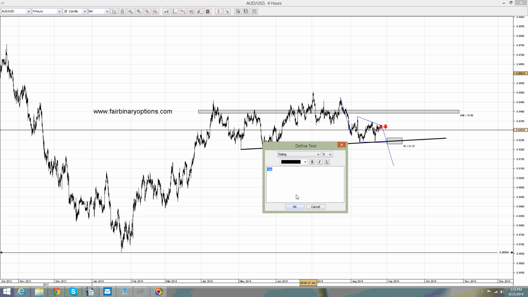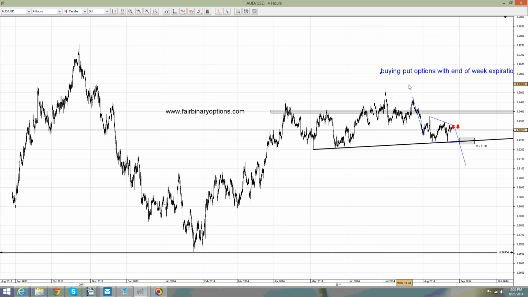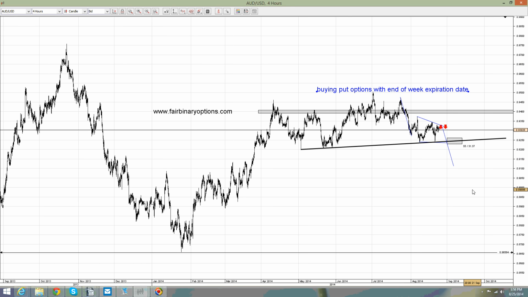So I'm buying put options with end of week expiration date for the Australian dollar and the US dollar, and of course we're looking for the whole move to start right here, right now, with these values around the 0.93 level.